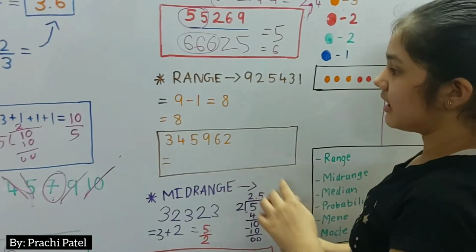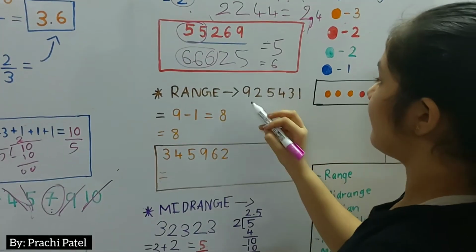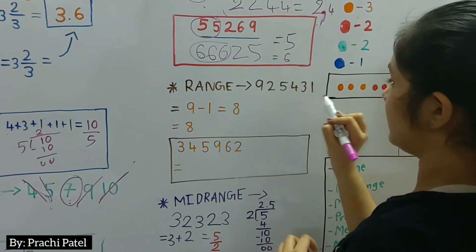Now let's see how to find range. In range we have 9, 2, 5, 4, 3, 1.